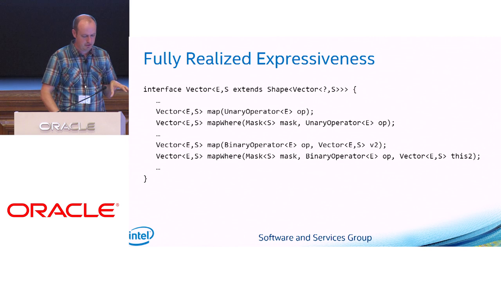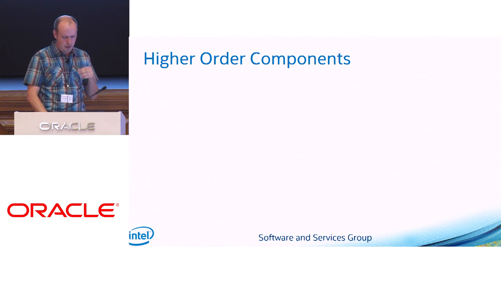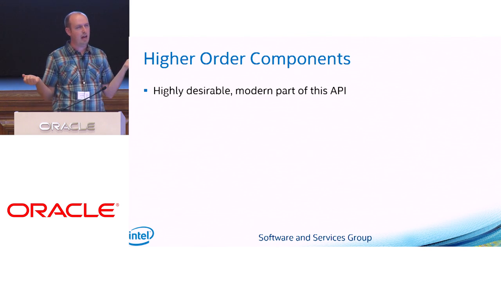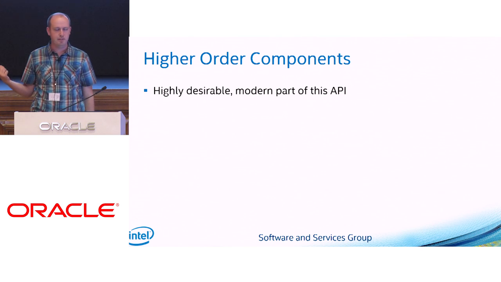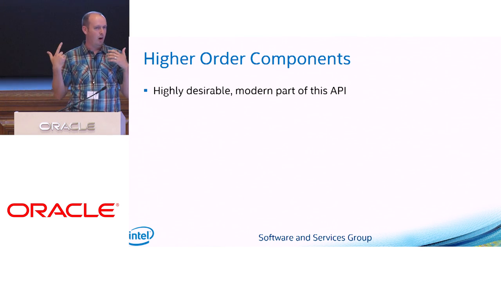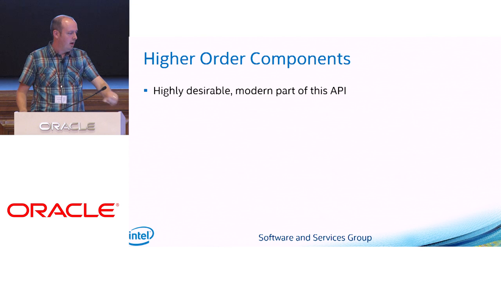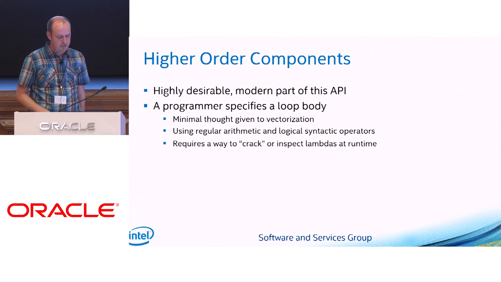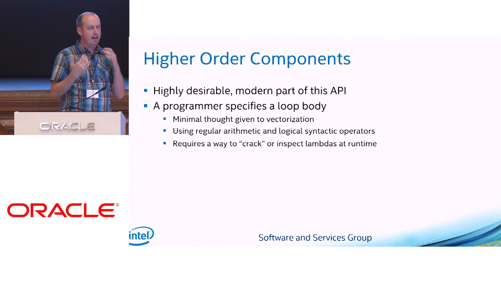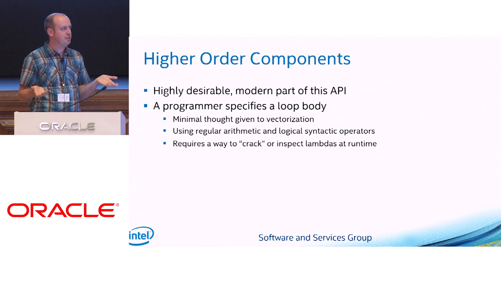to apply to vectors. So higher order components, right? This is something we really want. We got lambdas in Java now. We should be using them, right? But this comes with some interesting challenges. So in essence, this is like the loop customization problem.